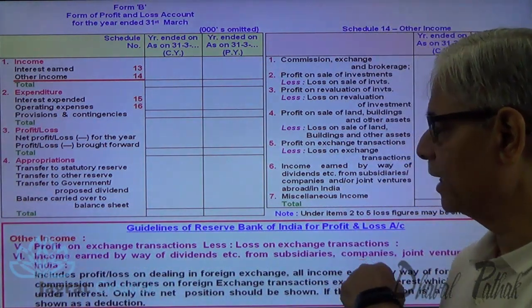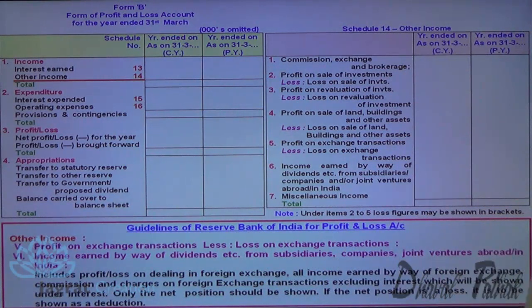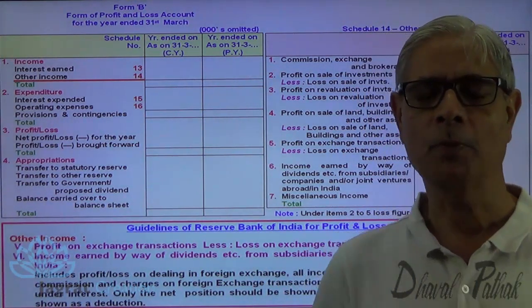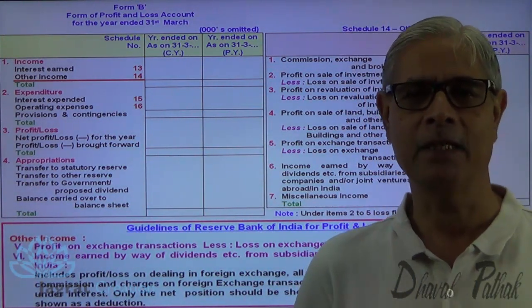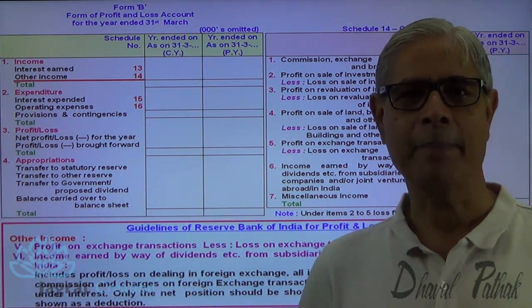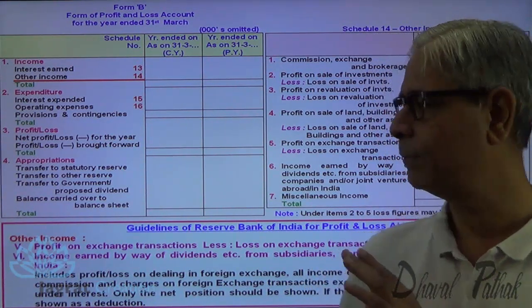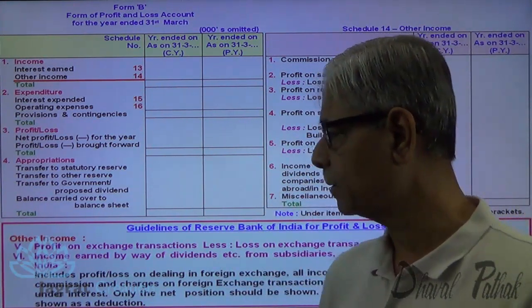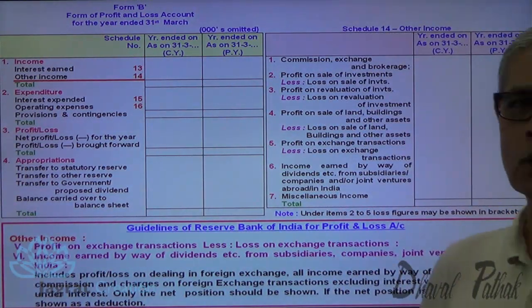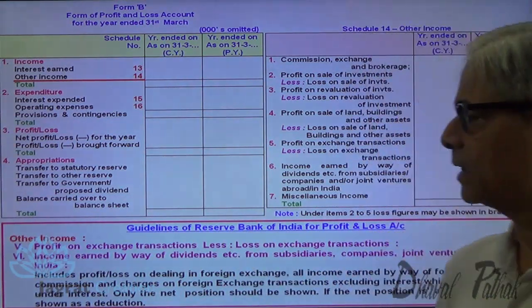Income earned by way of dividends. Now, income earned by way of dividends from subsidiaries. Say for example, formerly State Bank of India had a subsidiary known as State Bank of Saurashtra. Now the State Bank of Saurashtra gives dividend, and this dividend received by the State Bank of India will be identified under this title. Similarly, joint ventures are also there, in that whatever the income occurs to the bank is identified under this title.